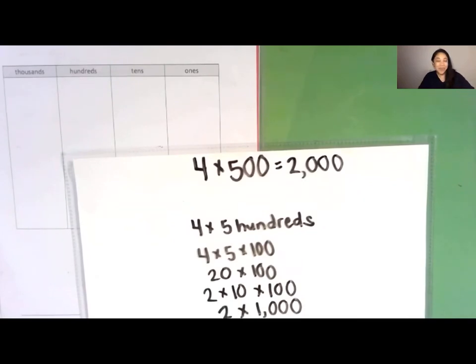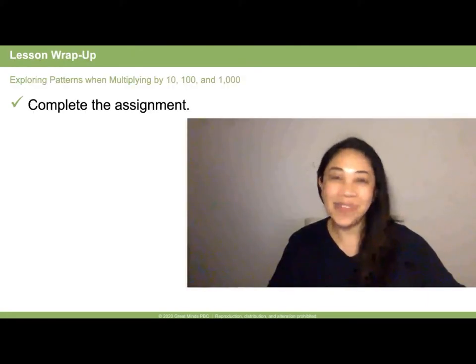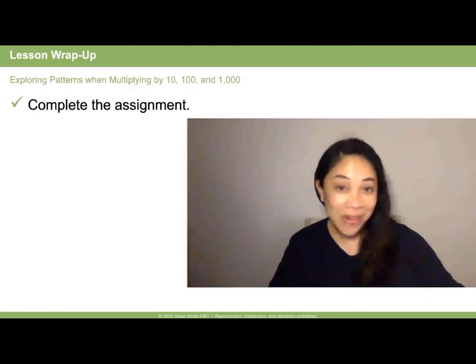Excellent work today. For your assignment today, your must-do problems are here on the screen. Take 10 minutes to complete these problems, and of course, if you have additional time, feel free to work through any other problems on the pages. Excellent work today. Today, we explored patterns when multiplying by 10, 100, and 1,000.